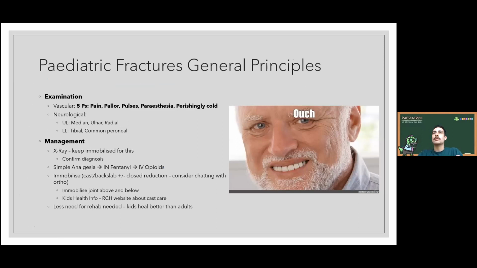Right, so I'll go through a couple of buzzwords after this for pediatric fractures, but I think it's good to have a good framework for if there's an OSCE. I know you wouldn't really be doing an examination now in COVID, but they might ask you what you would examine for pediatric fracture. So you've got to check that neurovascular status is intact. So vascular, you've got your 5 Ps: pain, pallor, pulses, paresthesia, and perishingly cold. And then neurological, you want to test your upper limb nerves, so median, ulnar, radial, and lower limb, so your tibial and common peroneal.